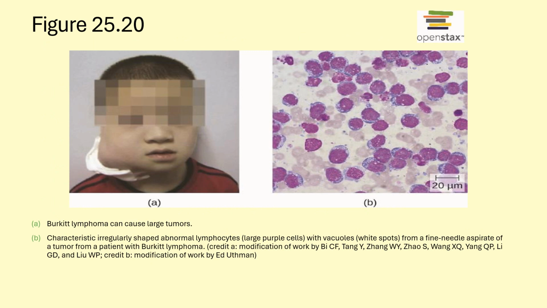So this is someone that is suffering from Burkitt lymphoma. It tends to cause these tumors, as you can see here. And what you tend to see with Burkitt's lymphoma as well, with this virus, is that it does affect the way the lymphocytes look. And so you notice that when you do a blood smear.